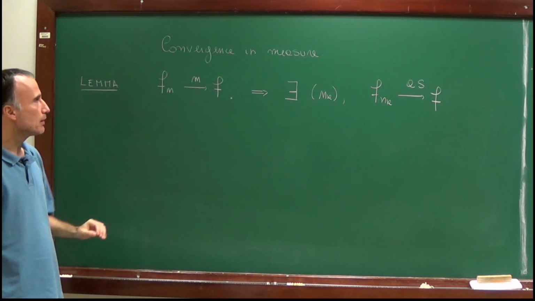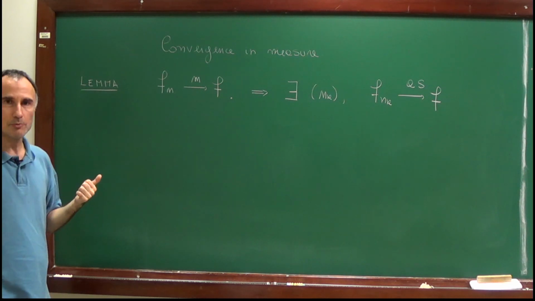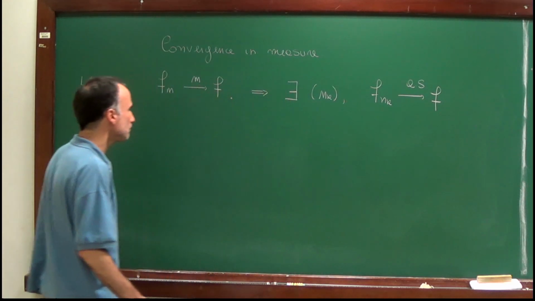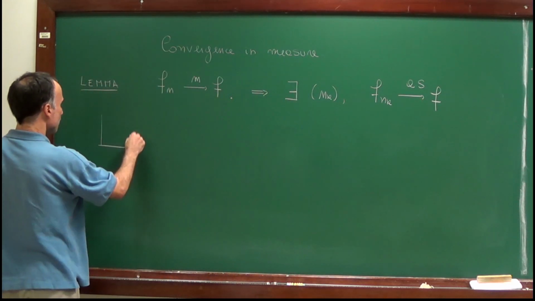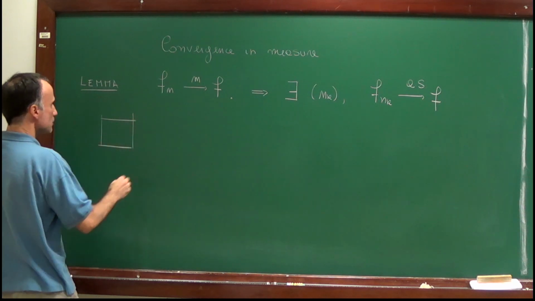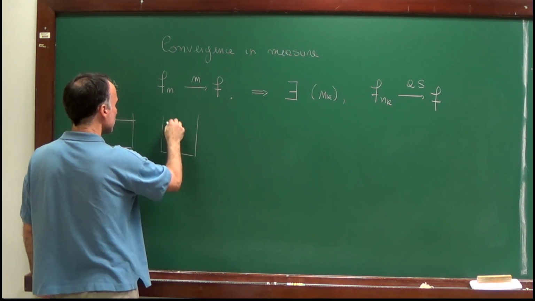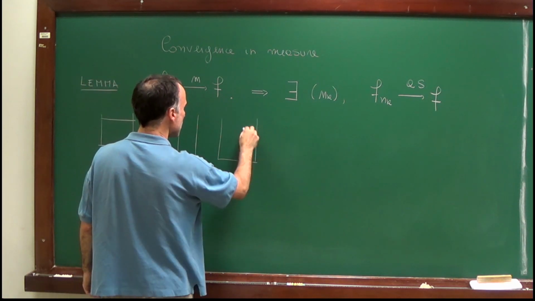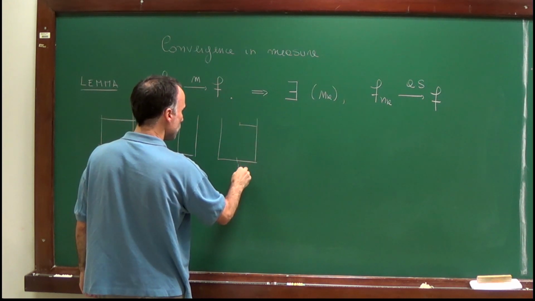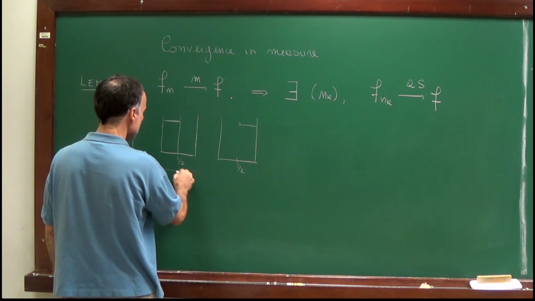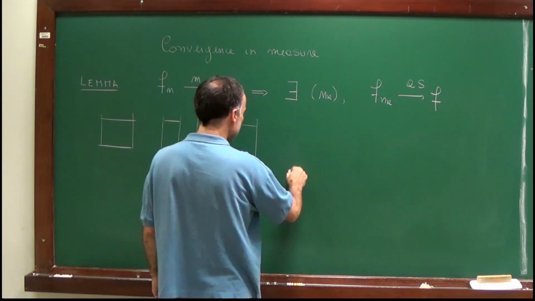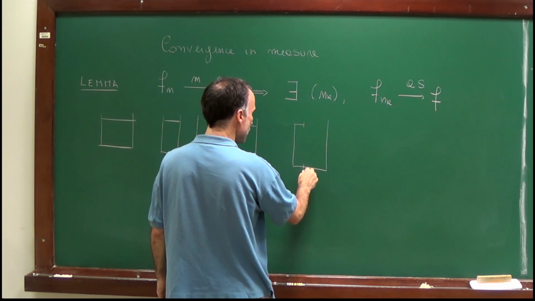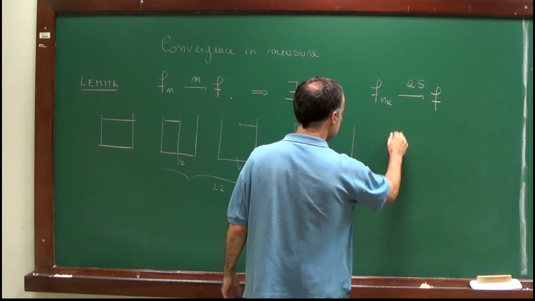So before I prove this lemma, let's go back to the example I presented and let's construct in that example this subsequence. So remember, our first function was a constant function equal to 1. The second function was equal to 1 on the interval [0, 1/2], and then equal to 1 on the interval [1/2, 1]. This was what I call level 2. Then at level 3, I had functions which were equal to 1 on intervals of length 1/4.